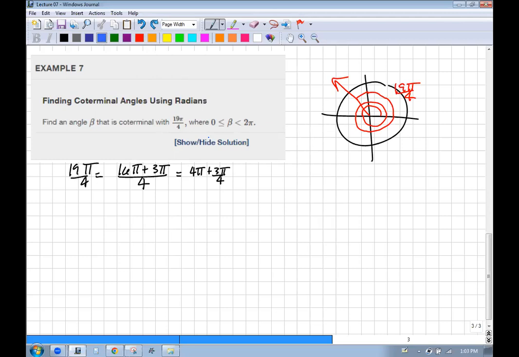They want an angle that's between 0 and 2 pi, somewhere between here and here, that's coterminal. Well, how about just this? Boop, 3 pi over 4. That's our beta. Okay, they're coterminal. They both end here. Okay, I'll do that in green. Their terminal ray is the same, hence co. Okay.